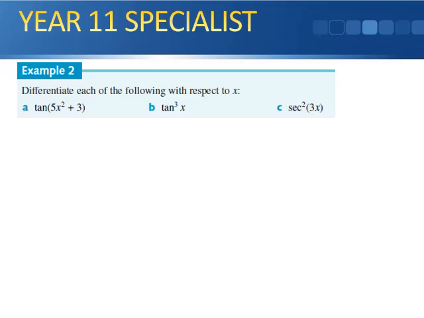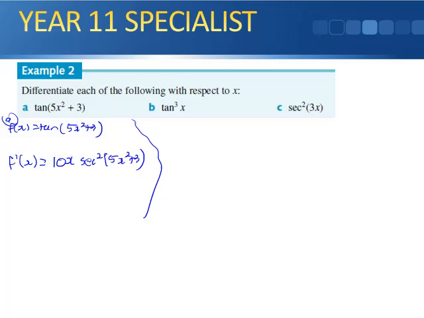Example 2, differentiate each of the following with respect to x. So here we go. Again, I'll say f of x equals tan of 5x squared plus 3. So differentiate inside the brackets for f dash of x. So I get 5x squared. Differentiating that, I get 10x. There it is right there. Then the tan becomes sec squared, and leave the inside the brackets 5x squared plus 3. So there's my answer to part A.